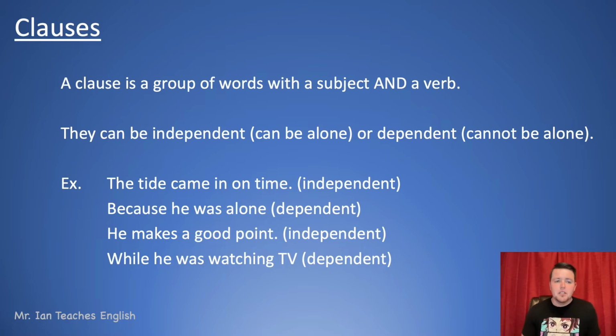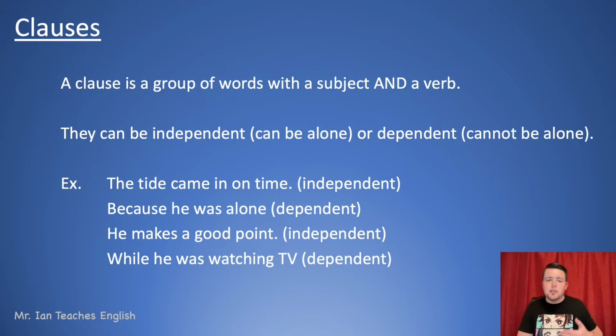Clauses. All right. A clause is a group of words with a subject and a verb. Now, don't forget that. It's not a subject or a verb. It is a subject and a verb. And in English, we have two types of clauses. We have independent clauses that can be alone, and we have dependent clauses that cannot be alone. They need to be attached to something else.